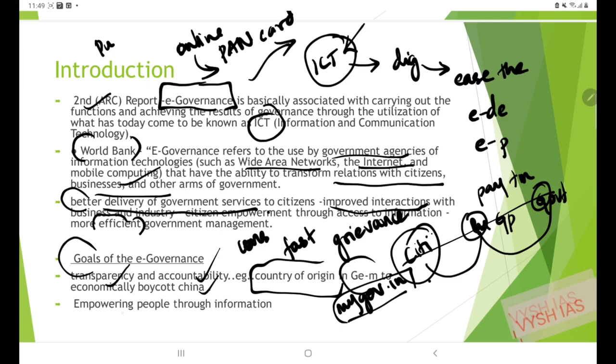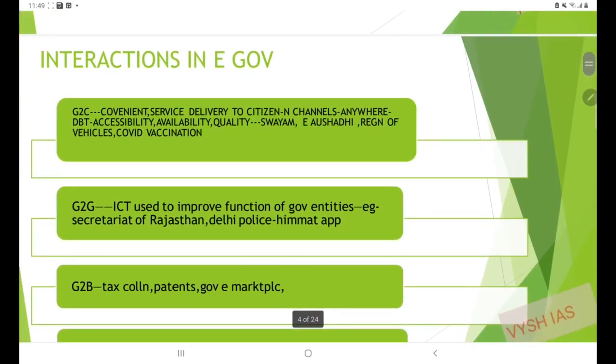Next is empowering people through information. Information or awareness is the main problem with respect to all the public services being delivered to people, because people are not aware. We are a digitally illiterate population. So this is empowering people because it involves information dissemination. Next, we'll move on to interactions in e-government.